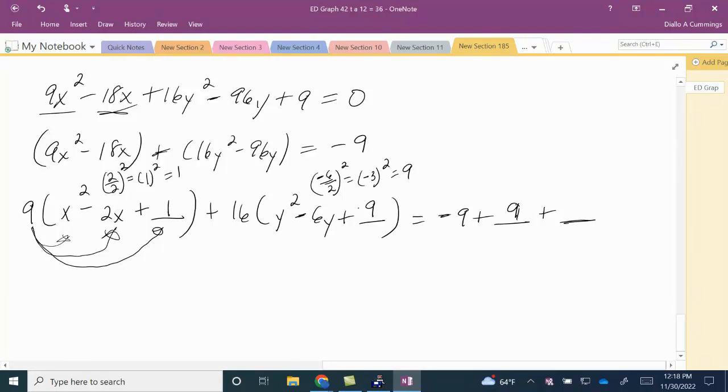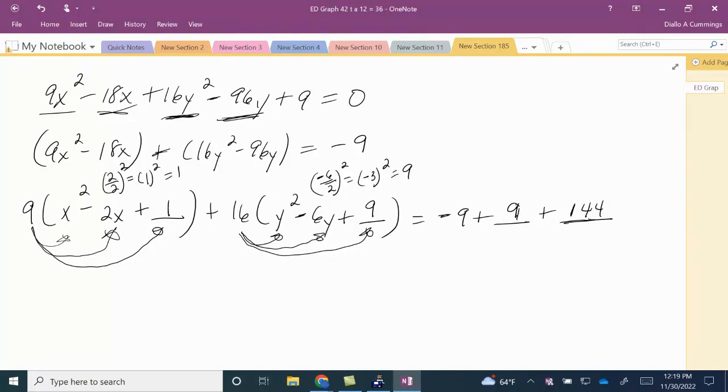Same thing for the y variable. It appears that we're only adding 9, but if we look at the multiplier of 16, 16 times y squared is 16y squared. We started with that. 16 times negative 6y is negative 96y. We started with that. But 16 times 9 is going to give us 144. So we actually added 9 and 144 to the left-hand side, so we must also add those same things to the right-hand side.